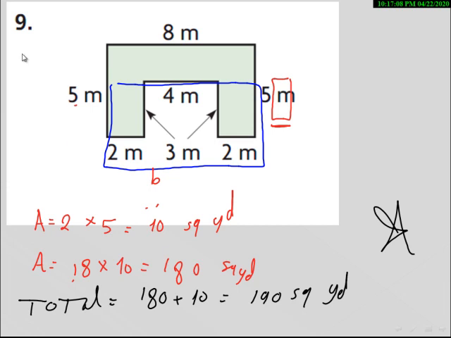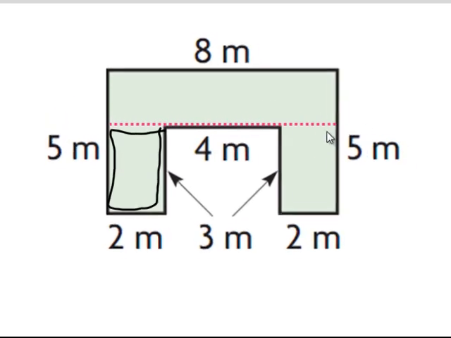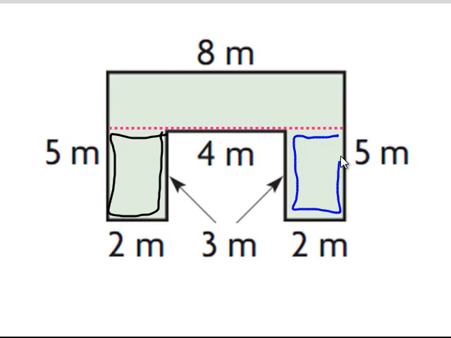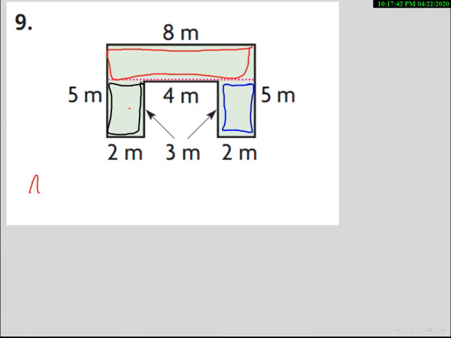The second question, number 9. I can see combined rectangles. So what is the first step? A cutting line segment to divide the figure into completely squares or completely rectangles. The first one I can see here, and the second one, and the third one. Let's start with the first one here. What is its area?